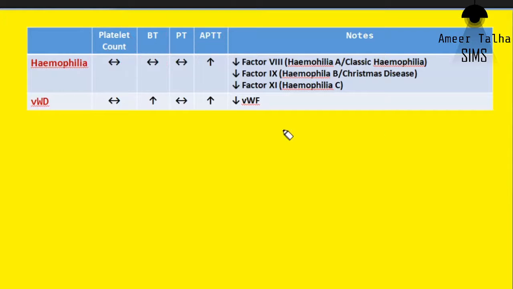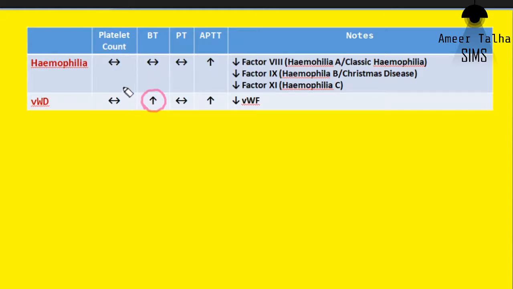What is the distinguishing feature between these two bleeding disorders, hemophilia A and VWD? Yes, bleeding time is the distinguishing feature. In all types of hemophilia, whether A, B or C, the bleeding time will remain normal.